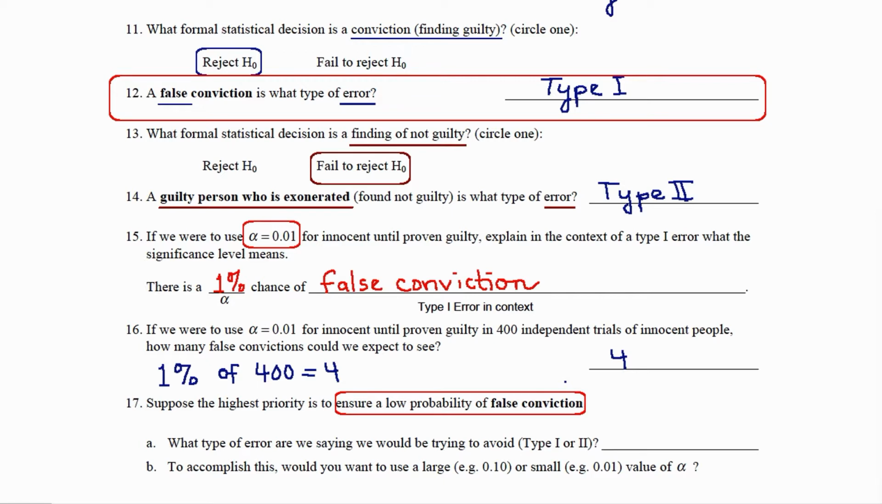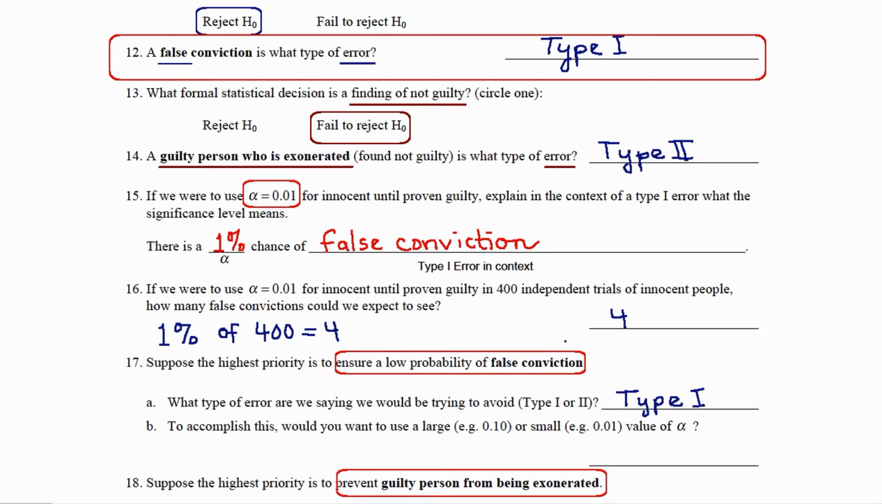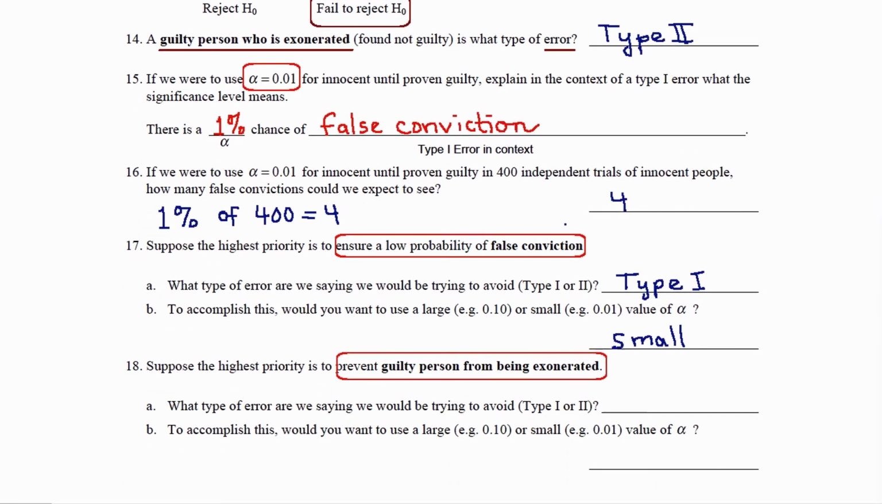Well, it's harder to have a type 1 error if it's harder to reject the null hypothesis, which means that we want a small value of alpha. So we're trying to avoid a type 1 error, and the way that we avoid a type 1 error is with a small value of alpha. It is harder to reject the null hypothesis if your significance level is small, because your p-value has to come out smaller than your significance level to reject the null hypothesis.